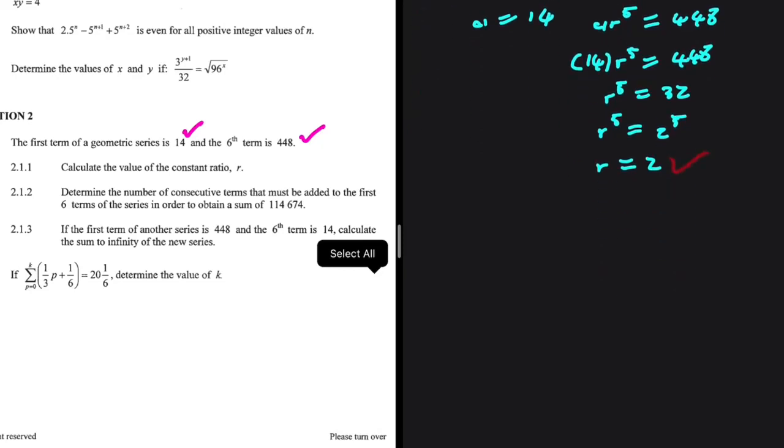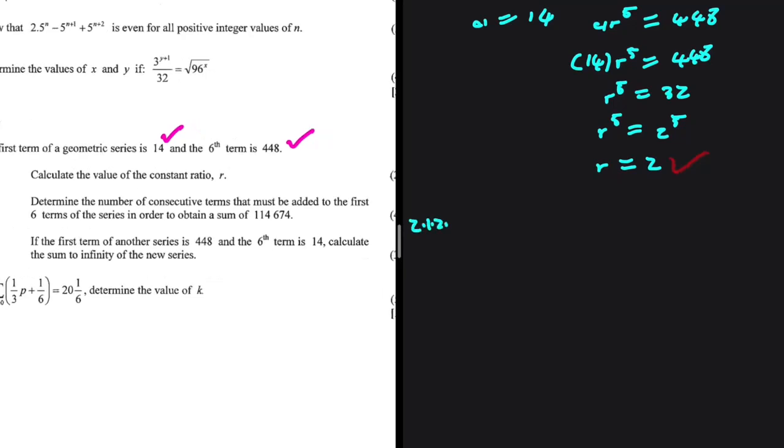Let's go ahead and do 2.1.2. Determine the number of consecutive terms that must be added to the first 6 terms of the series in order to obtain a sum of 114,674.